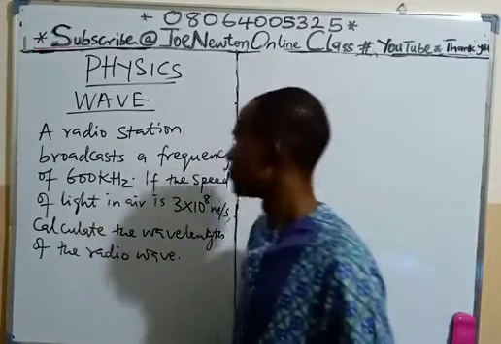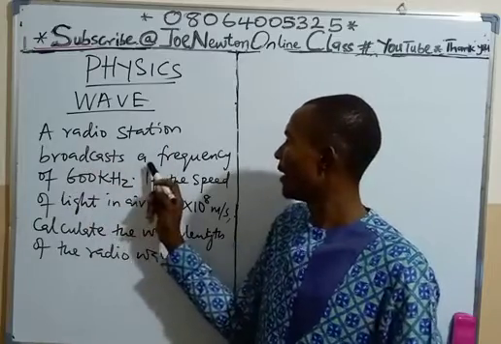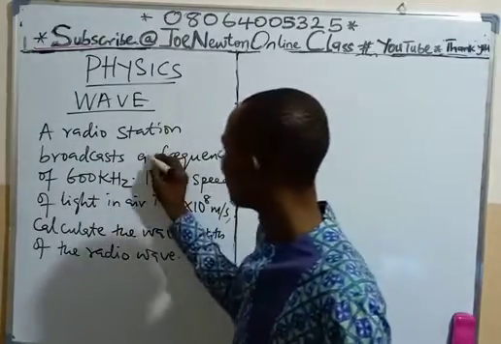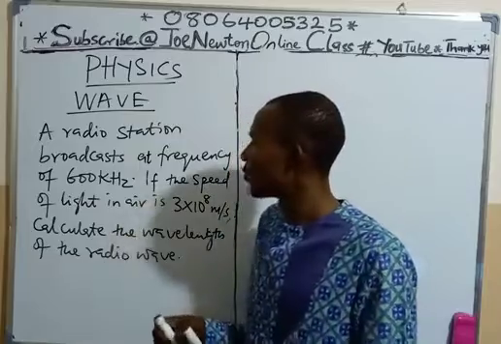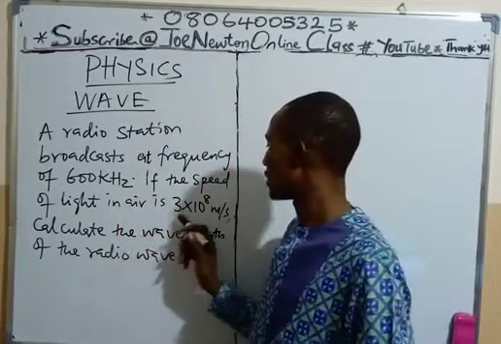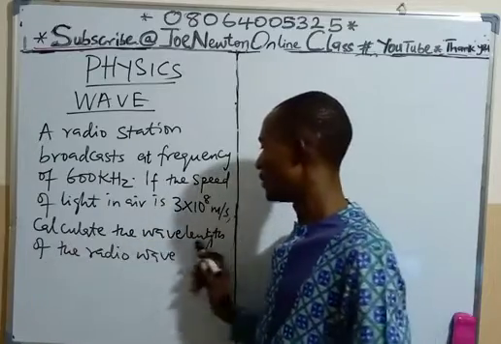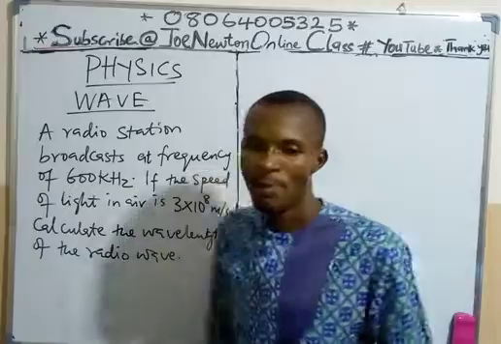The question says that a radio station broadcasts at a frequency of 600 kilohertz. If the speed of light in air is 3 times 10 raised to 8 meters per second, calculate the wavelength of the radio wave.